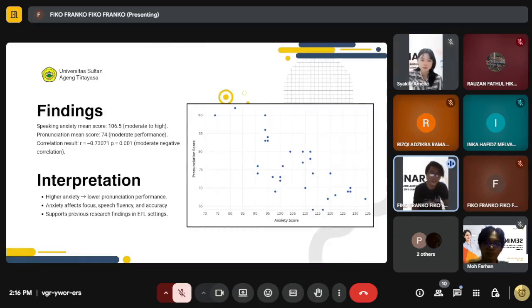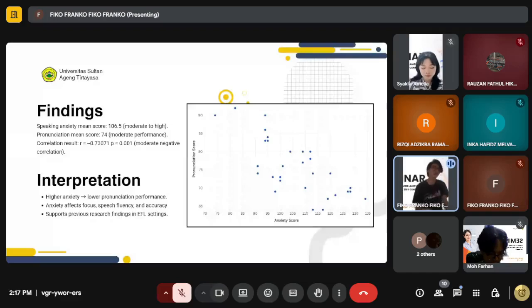This is our findings, our results. From our FLCAS and pronunciation rubrics, we find that the speaking anxiety mean score is around 106.5, which means moderate to high, and the pronunciation mean score is about 74, which means a moderate performance. Our correlation result is r equals negative 0.73071, and our p value is 0.001, which is a moderate negative correlation.